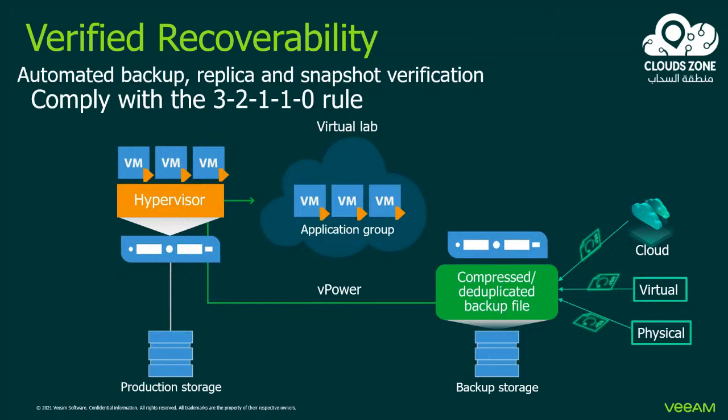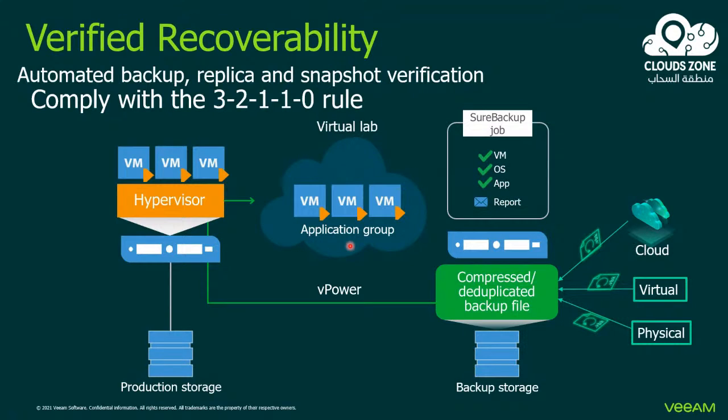The virtual machine will run in an isolated lab from the backup storage, and Veeam will automatically boot those virtual machines and do a full check. We check the virtual machine status, the operating system, the applications running on it, and we can even run custom scripts on those virtual machines. Then it will send you a full report about the status of the virtual machine, whether it was successfully recovered or not, and why. Then it will power off the virtual machine and do the cleanup automatically.